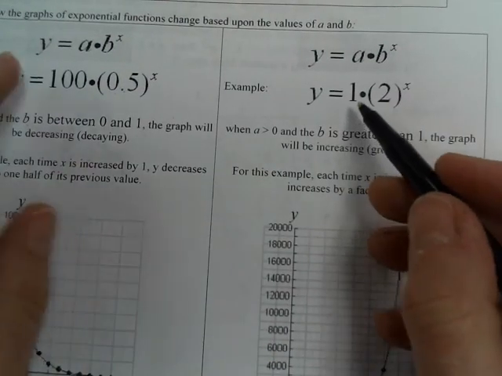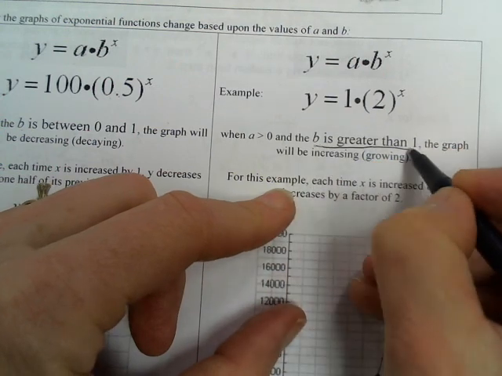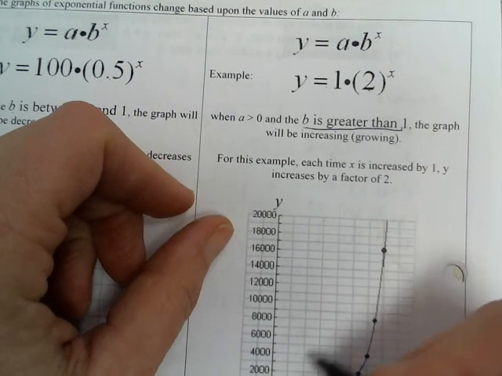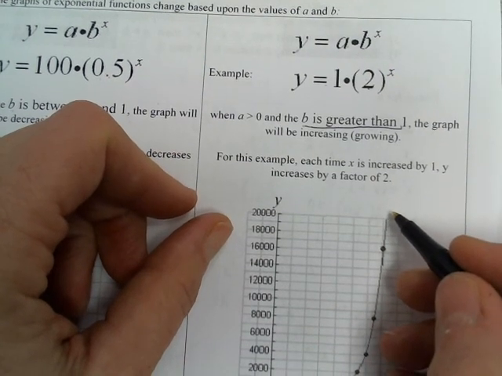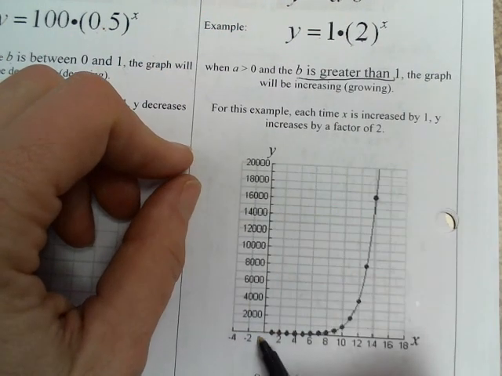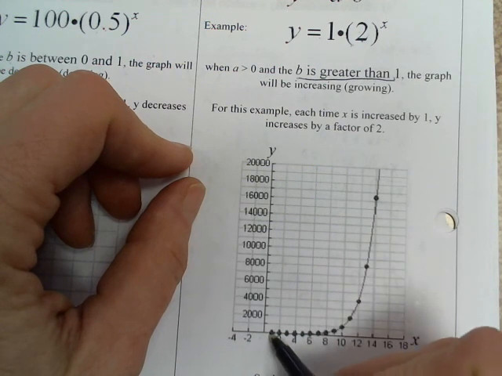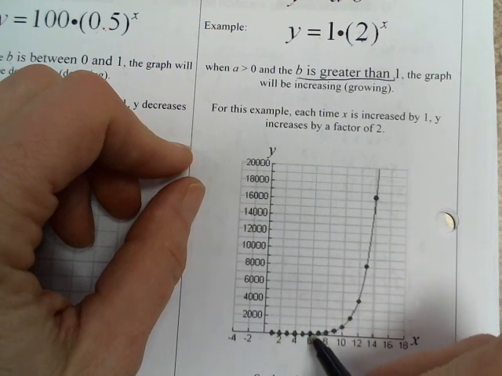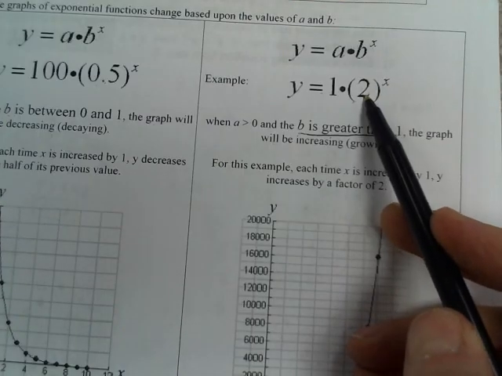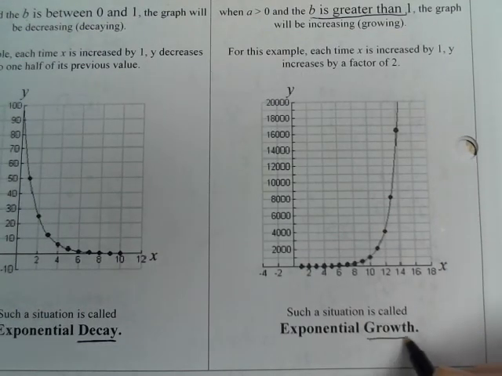In this other example, a is 1, the base is 2, b is greater than 1. Whenever b is greater than 1 and a is positive, it usually is, then this graph keeps going up. It's increasing or growing. In this example, every time that x is increased by 1, the y value doubles. So we start out with 1, then 2, then 4, 8, 16, 32, and you just keep doubling y, because that's what this 2 means, you're going to double the y values for every x going up. This is called exponential growth.